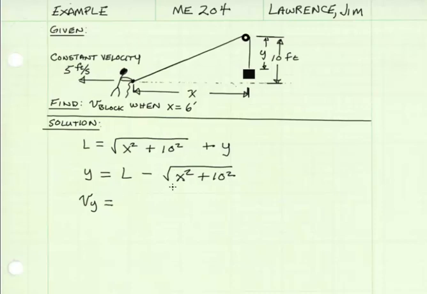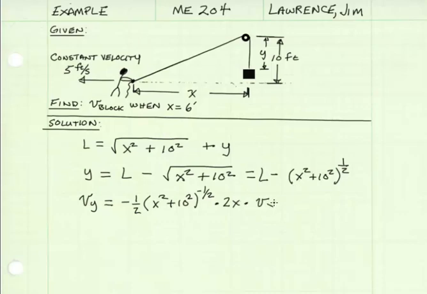And then I've got this portion here that I need to take the derivative of, and I'll have to use the chain rule to be able to do this. So I'm going to rewrite this up here as L minus (x squared plus 10 squared) to the 1/2 power, so that we can see what's happening when we take this derivative. Again, L is 0 as a derivative, but this portion right here will have negative 1/2 if we're taking the derivative of the outer portion, (x squared plus 10 squared) to the minus 1/2. Then we have to take the derivative of the inner portion, which is 2x, and then the derivative of x with respect to time, which will give us the velocity in the x direction.